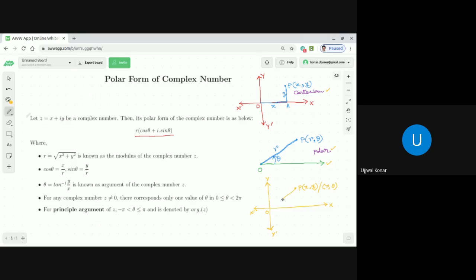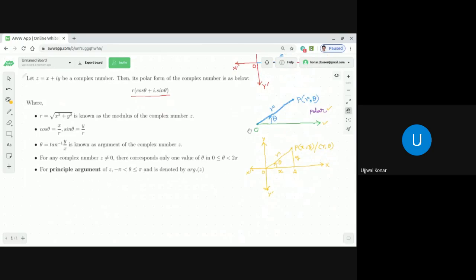Then OP is equal to r, and this angle is equal to theta, and if we consider this point as A, OA is equal to x, and AP is equal to y, correct or not? Now we know trigonometric ratios. We can apply the concept of trigonometric ratios. What are we going to get? The relationship between r and theta. We can say that cos theta is equal to x by r, and sin theta is equal to y by r, correct now?